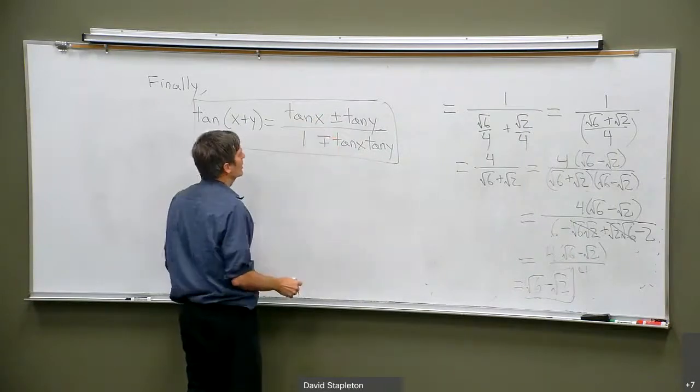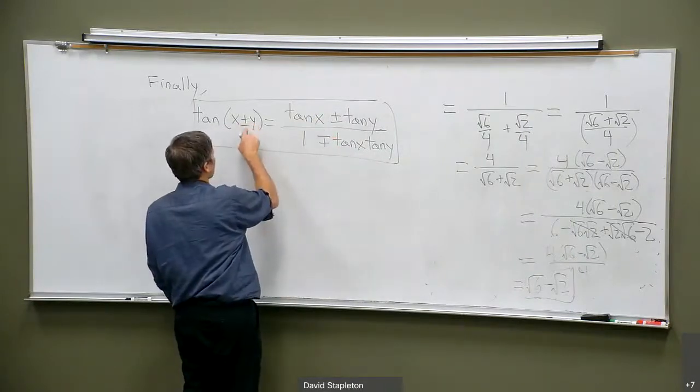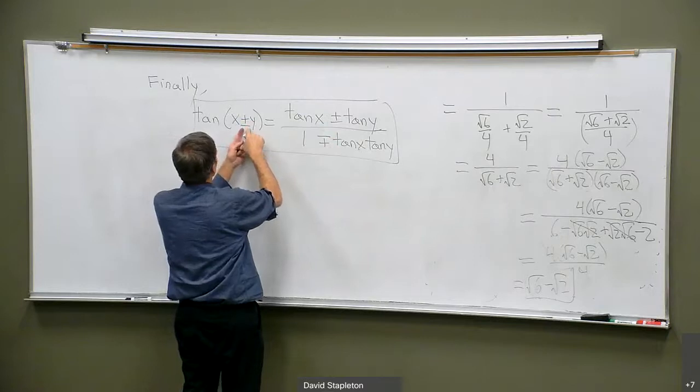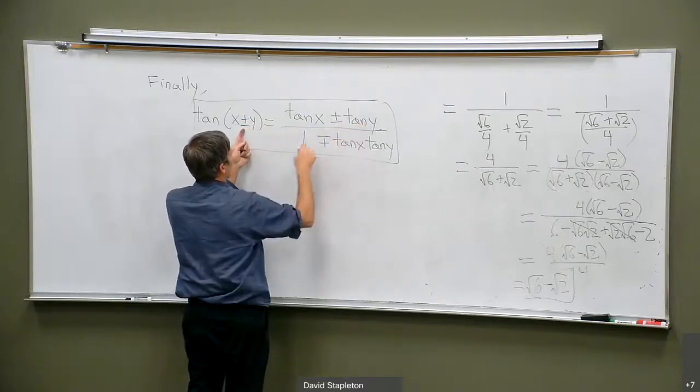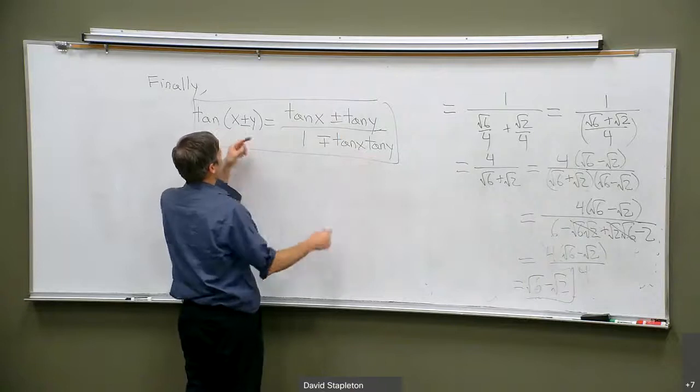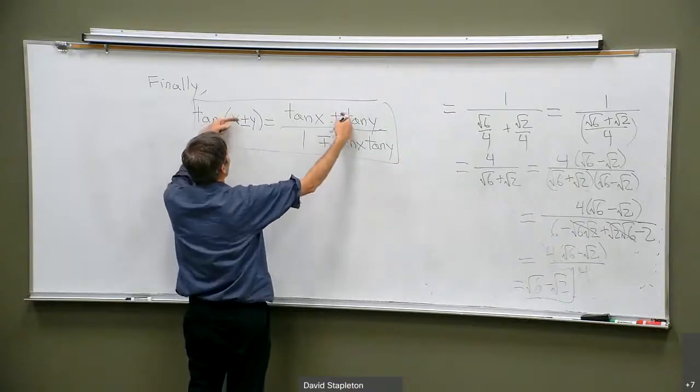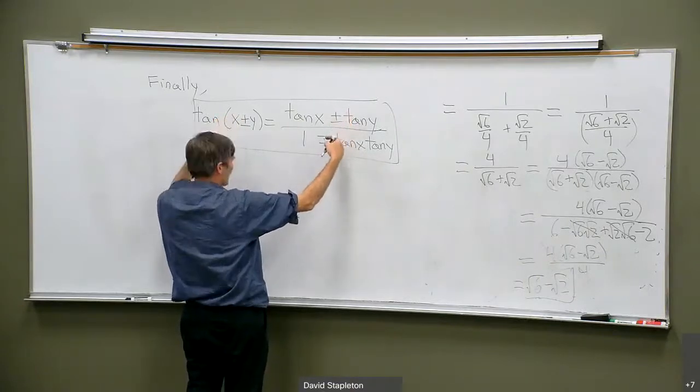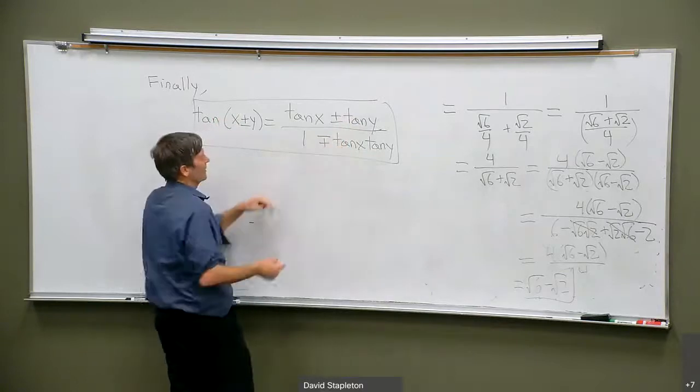That's the way I remember it. And if it's minus, I'm sorry, I should put minus here. The bottom goes with the bottom. Tangent of x minus y is tangent minus tangent over 1 plus tangent tangent. The way to remember it is it matches the sign on top, plus with plus or minus with minus, and then the bottom one's the opposite.